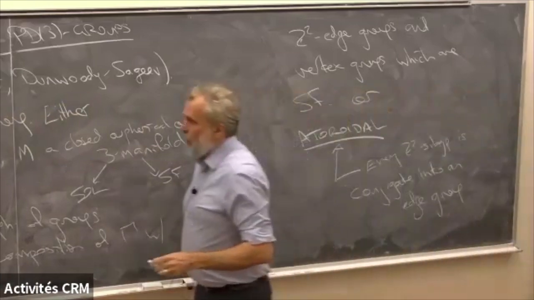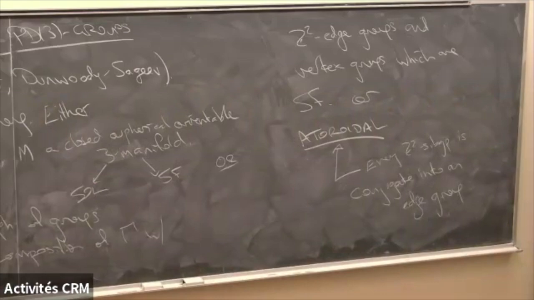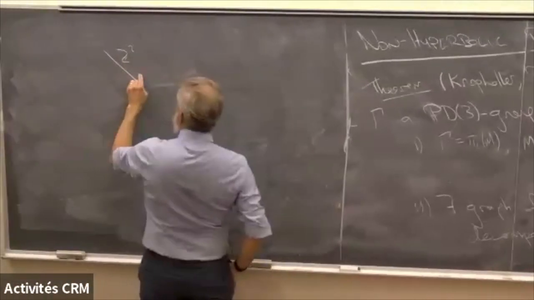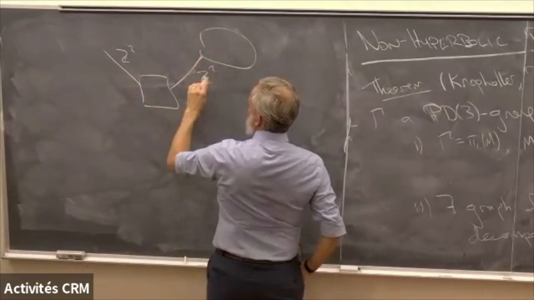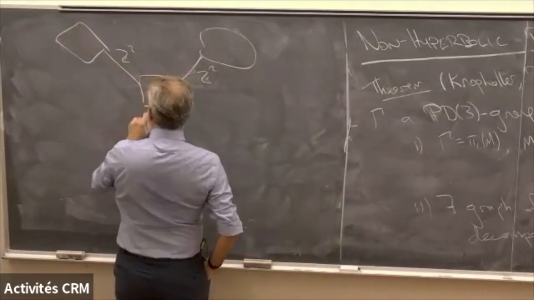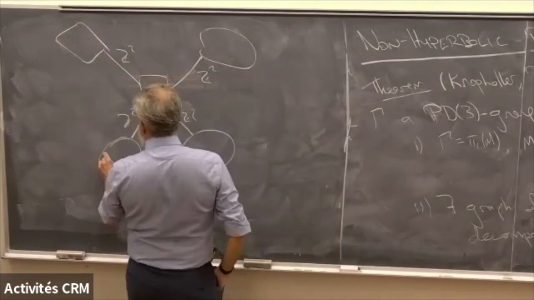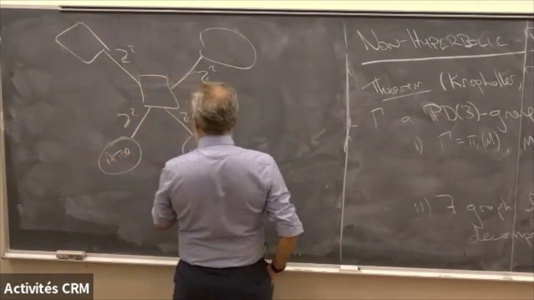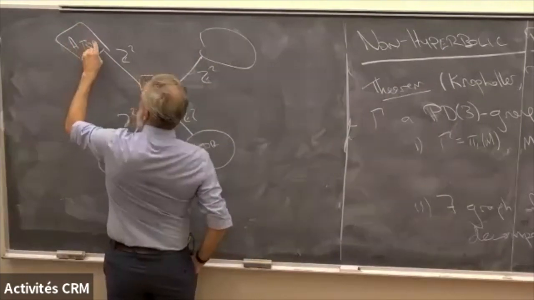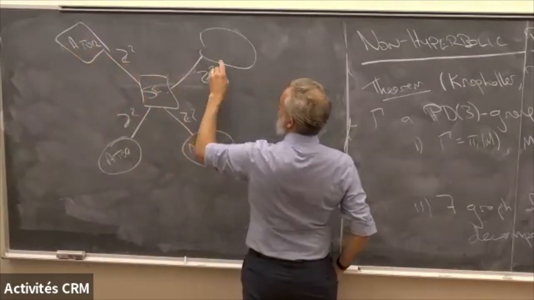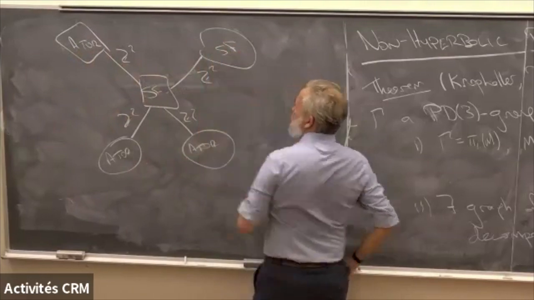So there's a cartoon. Maybe I'll draw it as a graph of groups. There's a z squared subgroup, but this is a cartoon that's very much analogous to the cartoon that Nathan drew yesterday. Maybe it's got some atoroidal pieces, and maybe it's got some fibered pieces, and they're glued together along these tori, these z squared subgroups.